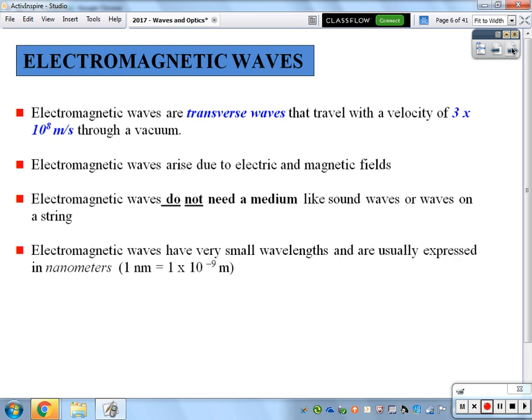Electromagnetic waves do not require a medium to travel through, as we talked about earlier. And typically electromagnetic waves have very, very small wavelengths, to the tune of, we usually express their wavelength in nanometers. How do we express a nanometer? It's whatever it is, times 10 to the negative 9th meters.